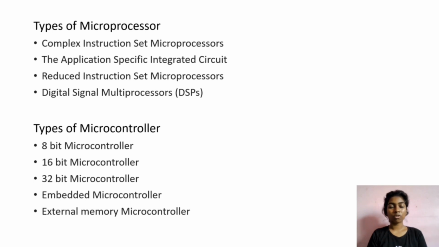Types of microprocessor. There are four types of microprocessor. They are complex instruction set microprocessor, the application specific integrated circuit, reduced instruction set microprocessor, and digital signal microprocessor. Types of microcontroller. There are five types of microcontroller. They are 8-bit microcontroller, 16-bit microcontroller, 32-bit microcontroller, embedded microcontroller, and external memory microcontroller.